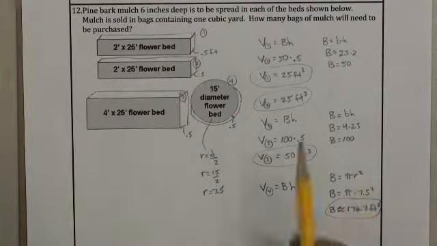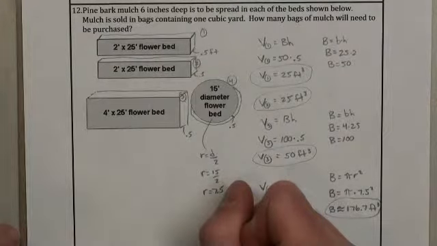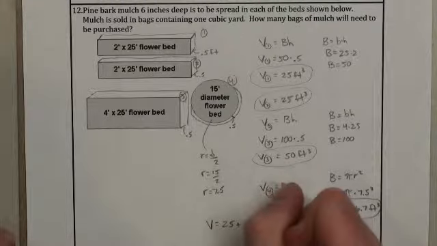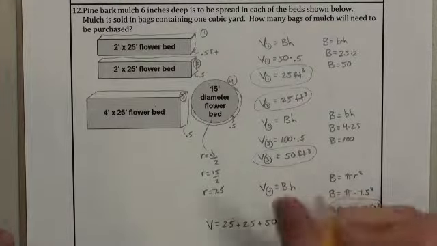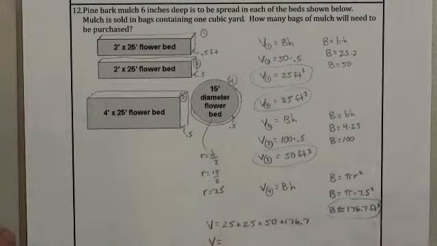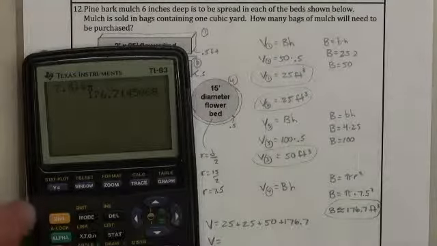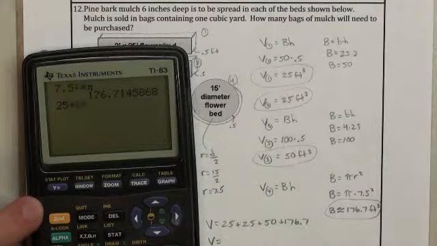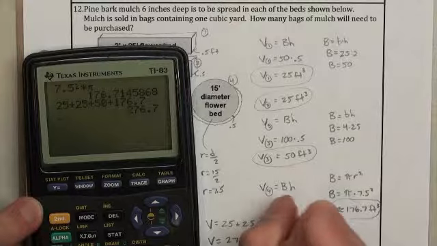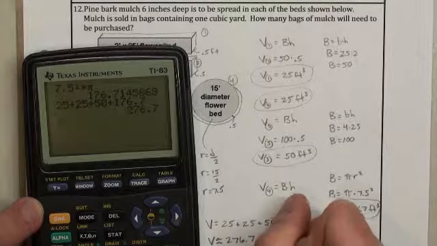Okay, so let's add up our volumes. Our volume is 25 plus 25 plus 50 plus 176.7. So our volume is 276.7. It's approximately 276.7 feet cubed.